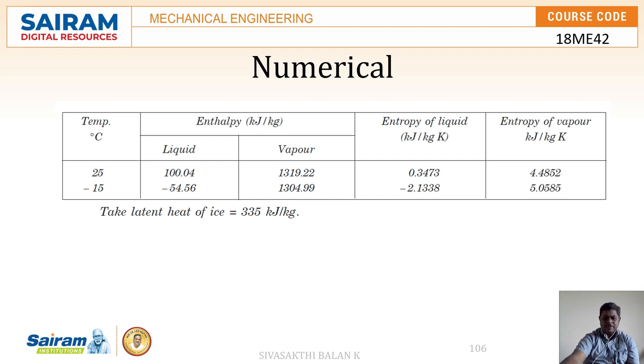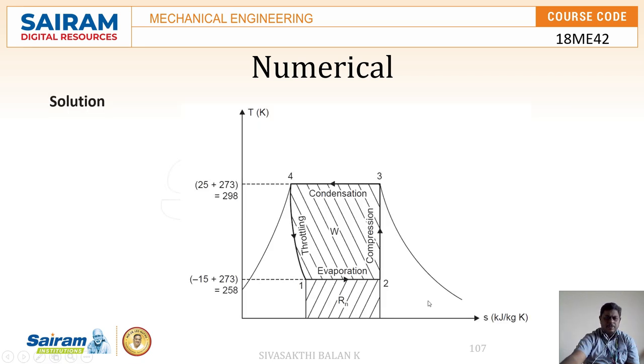If they are not given, we can easily take these values from the steam tables. Since they are given, our job is reduced. We need not worry about steam table availability. Then they have also given the latent heat of ice as 335 kilojoules per kilogram. The solution is something like this.